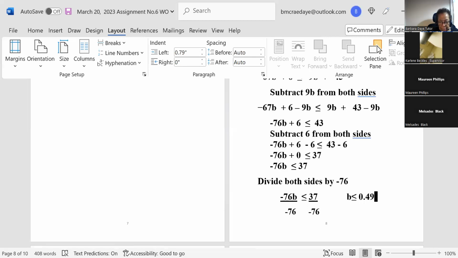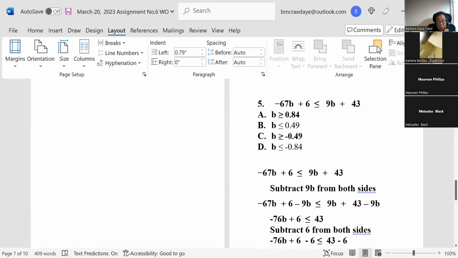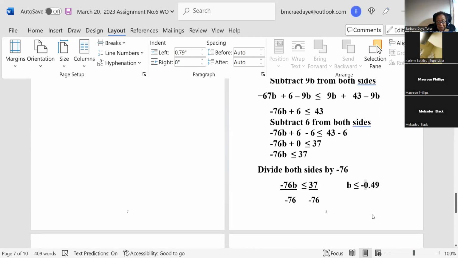Now, since you divided by a negative, Maureen, this is a negative. We have to reverse the sign and this becomes what? No, it becomes greater than or equal. So that would be answer C. It becomes greater than because you divide by a negative, right? If you divide by a negative, you've got to reverse the inequality.